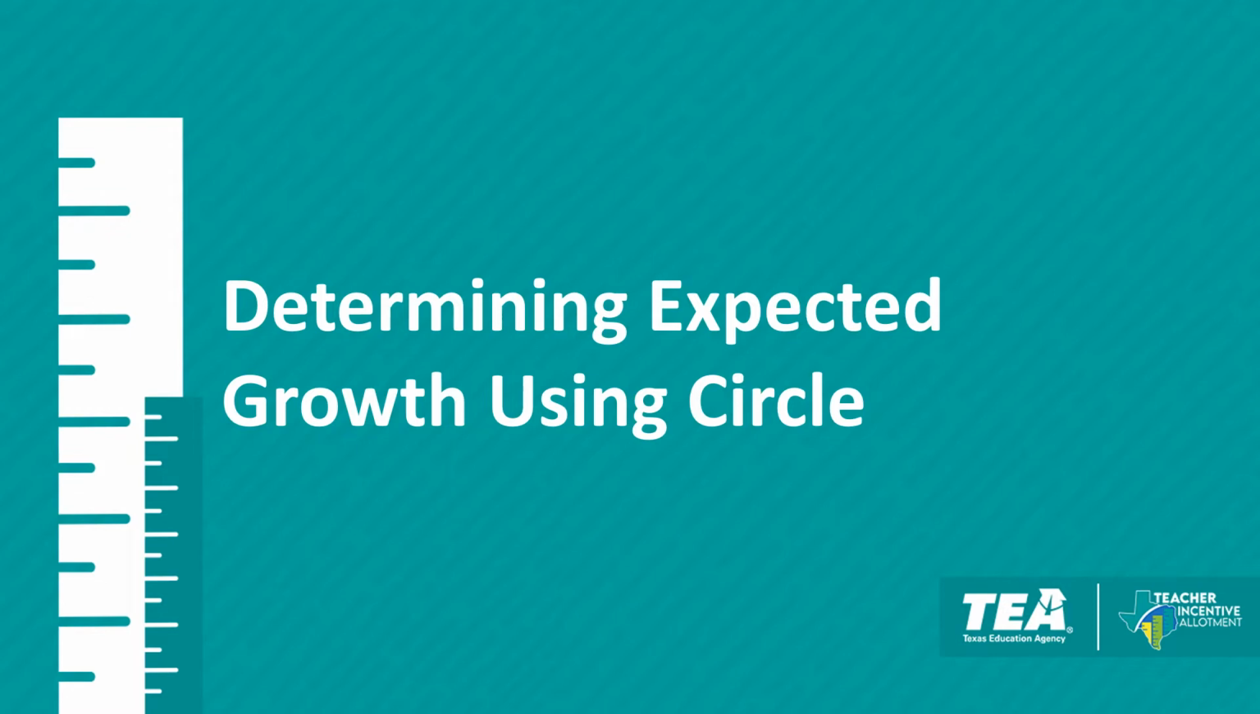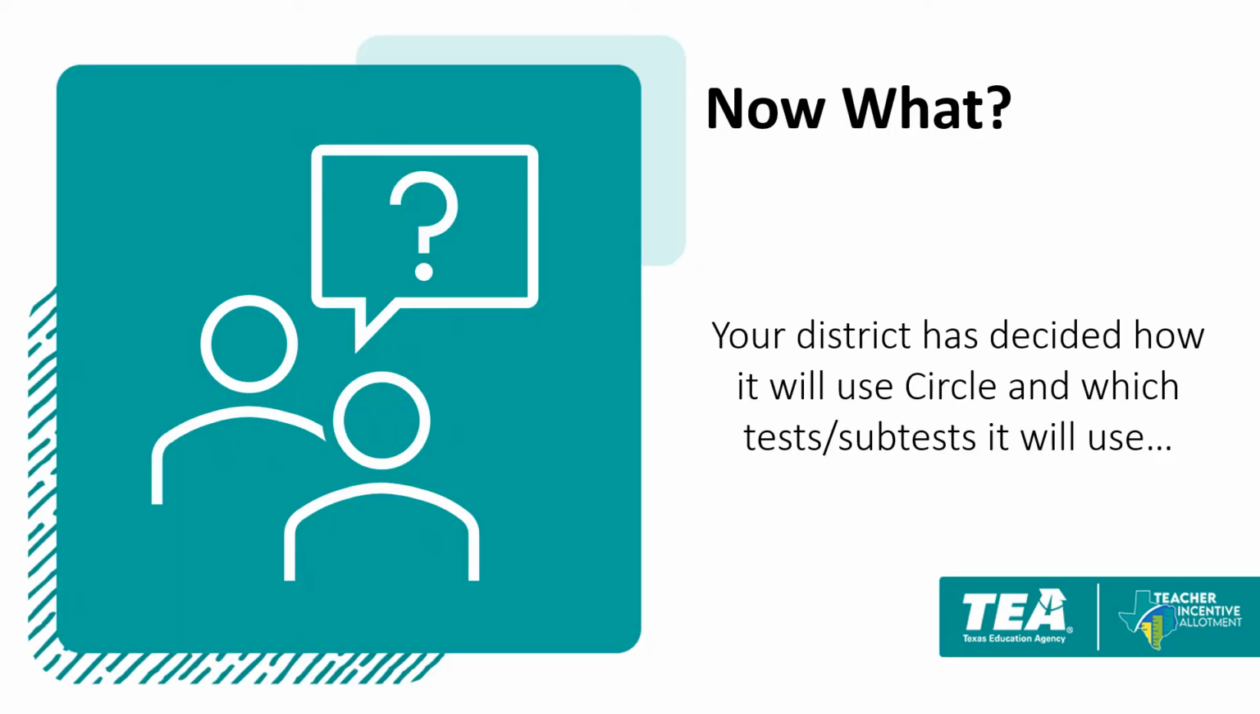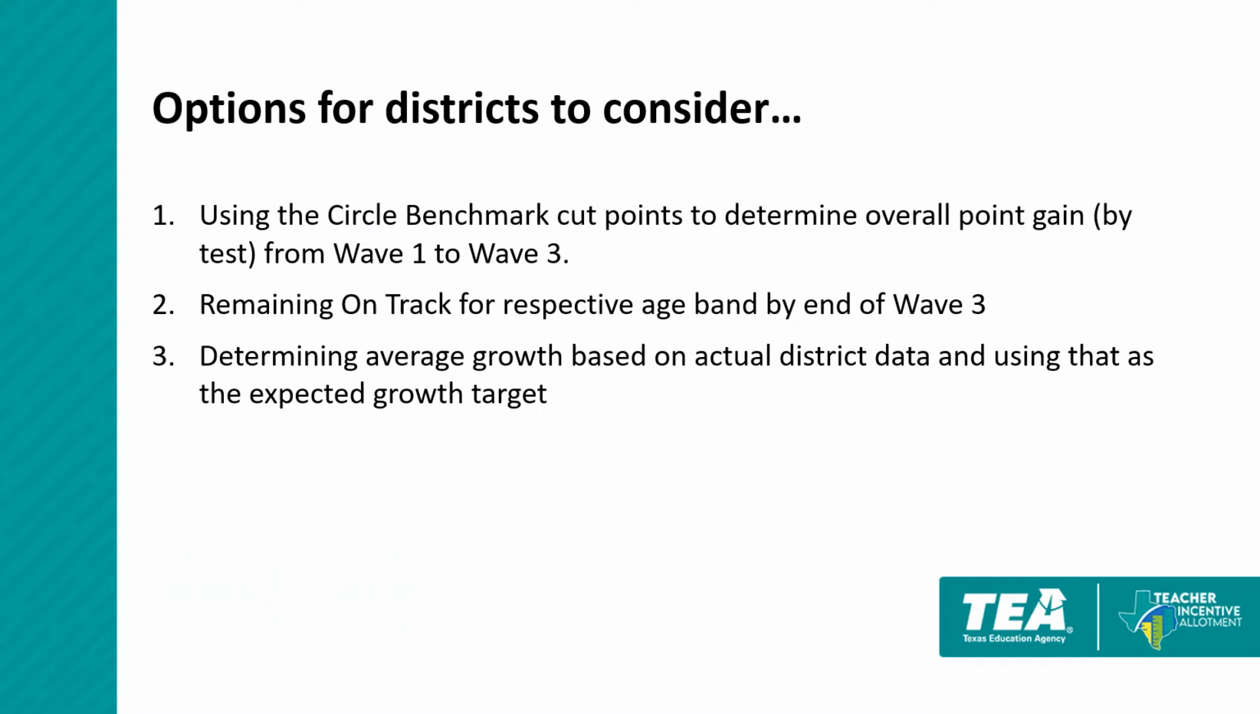Once you have determined that you want to use the CIRCLE test in some way, and you've determined which tests and subtests you want to use, it is time to decide how exactly you will determine expected growth using the tests and subtests that you selected. Here are 3 possible options you could consider. We will discuss each one of these in detail.